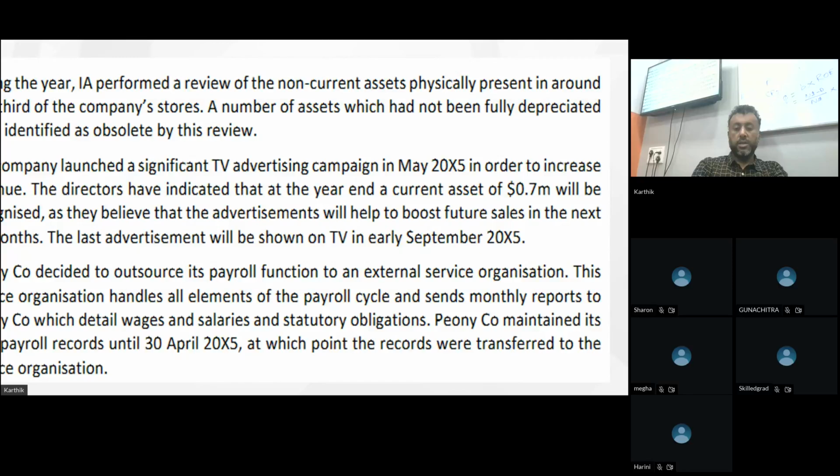Outsourcing of payroll function. What is the problem here? Somebody guess and tell me the answer. You are outsourcing the payroll function. What is the problem because of that? You've given it to somebody else. Your company is not doing it. So as an auditor, there can be a risk.